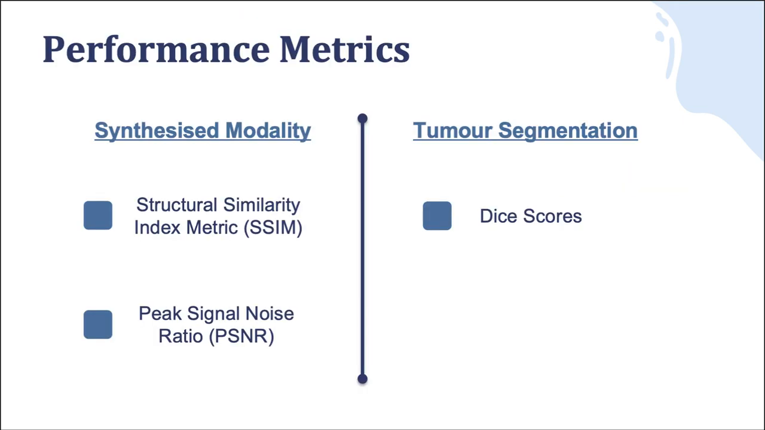We use two sets of performance metrics to evaluate the output of the model. The synthesized modality of stage 1 of the model is evaluated using the structural similarity index metric and peak signal noise ratio. The tumor segmentation outputs are evaluated using dice scores.